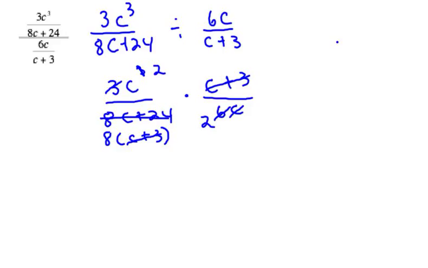Remember, I use the quotient rule there. 3 minus 1 is 2. That gives me c squared. So now all I have left in the numerator is c squared, and in the denominator I have 8 times 2 is 16. So I have c squared over 16 as my answer.